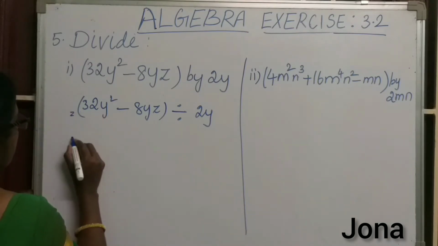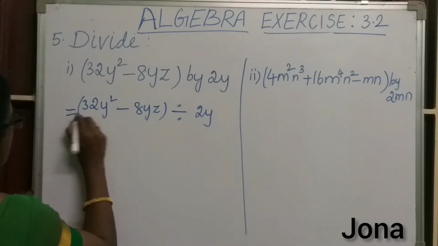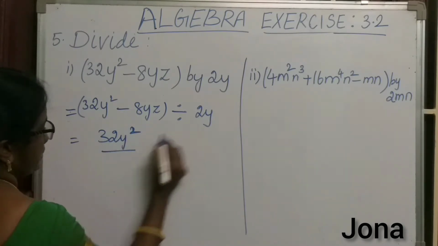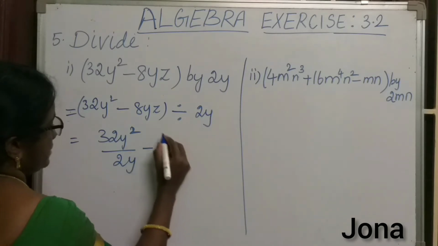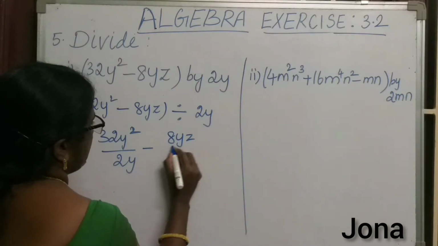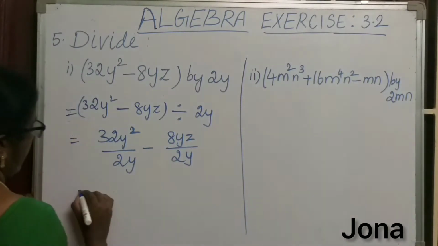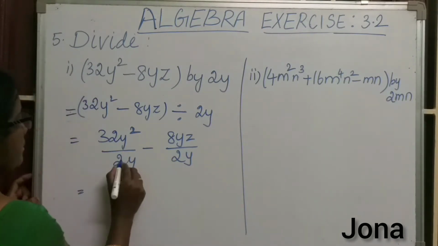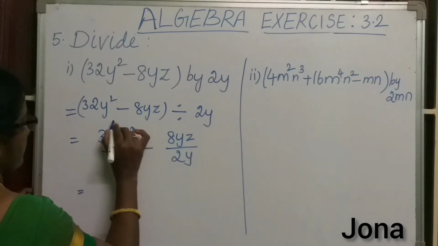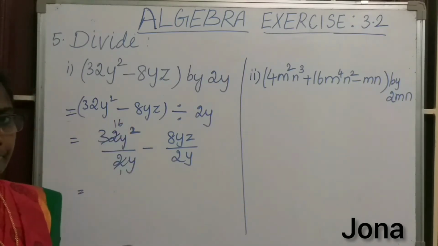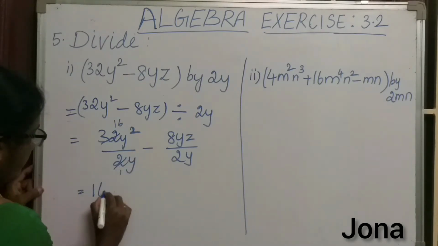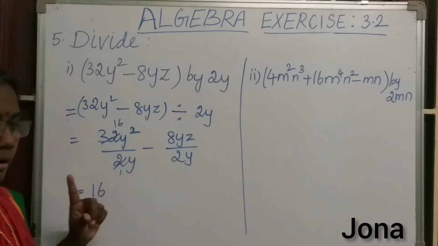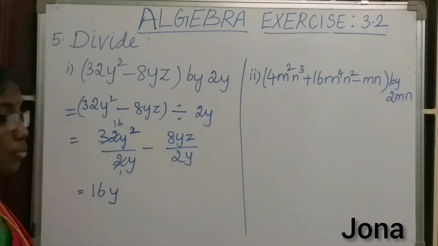Which is equal to 32y square by this 2y minus 8yz divided by 2y. And then as usual we have to simplify this. So how to simplify? One time here, 16 times. So 16, and then y power 2, here y power 1. So 2 minus 1 is 1 only. So we can write this as y.